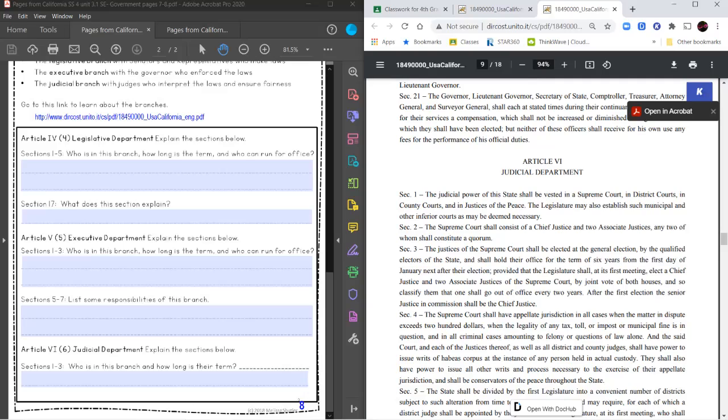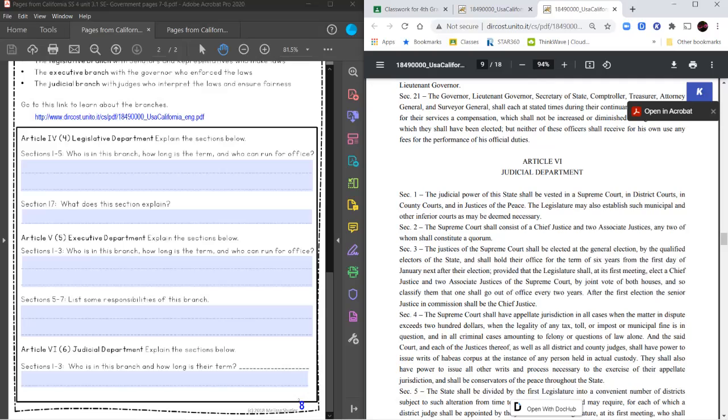Section 3, the justices of the Supreme Court shall be elected at the general election by qualified electors of the state and shall hold their office for the term of 6 years from the first day of January next after their election, provided that the legislature shall, at its first meeting, elect a Chief Justice and 2 associate justices of the Supreme Court by joint vote of both houses, and so classify them that one shall go out of office every 2 years. After the first election, the senior justice in commission shall be the Chief Justice.